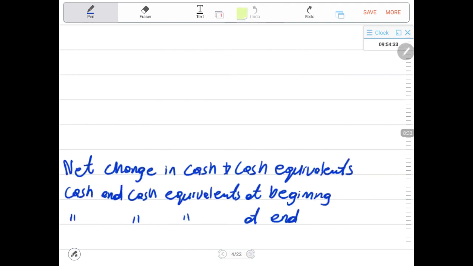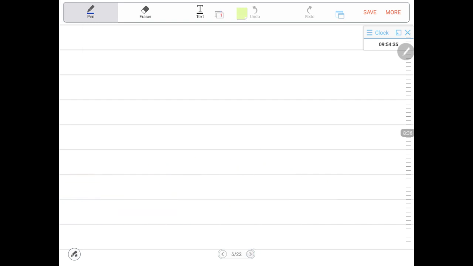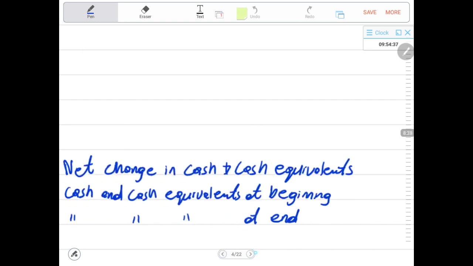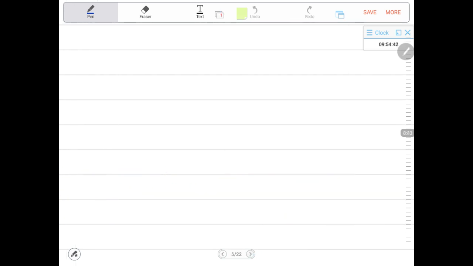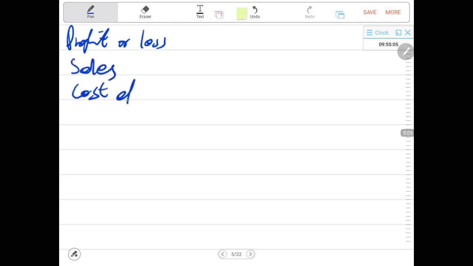Now, in doing that, I want to bring your attention to what we call the income statement, because the cash paid to suppliers and employees is extracted from the income statement. So I just want to do a rough draft of the income statement or statement of profit or loss. Let me just say profit or loss statement. We'll normally have our sales and we'll have our cost of sales.